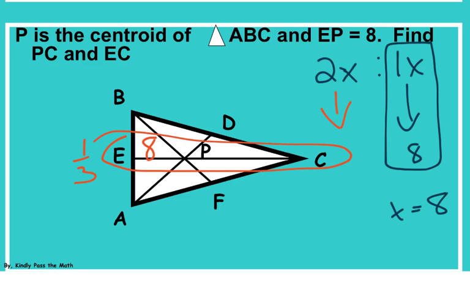Now that we know what x is, we can use it to solve the 2/3 part. Well, if 1x is 8, then 2 x's would be 2 8s, which would be 16, because 8 and 8 is 16 when you add them. So we know that this line segment PC is 16. And then to find the total line segment EC, we would just take 8 plus 16, and we would get 24.